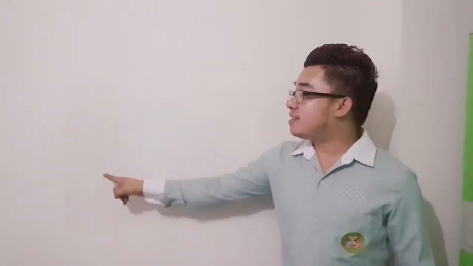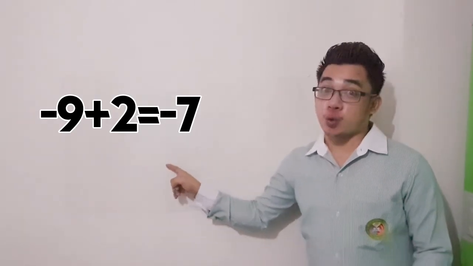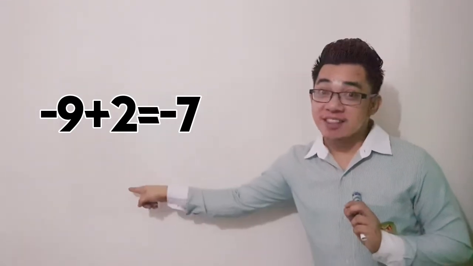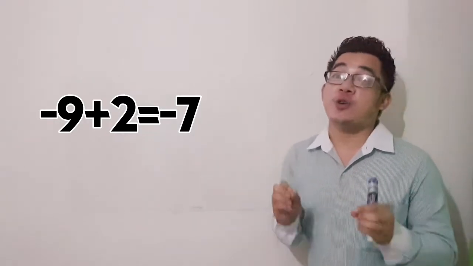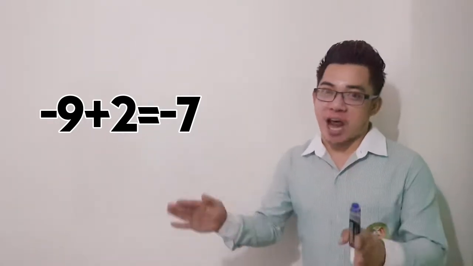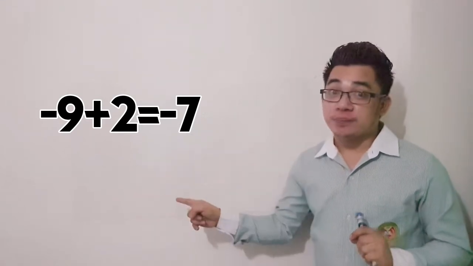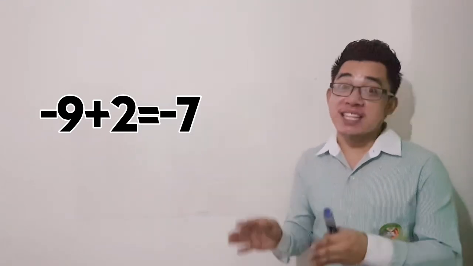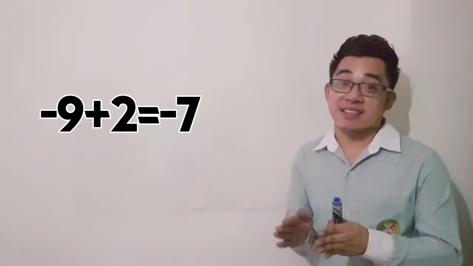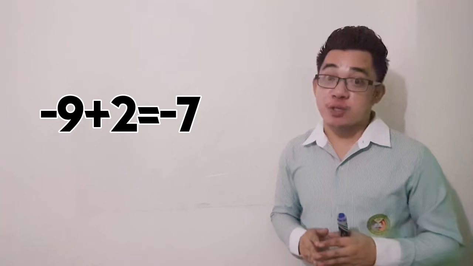Another example, negative 9 plus 2. Again, we have one negative and one positive. So we are going to perform the operation subtraction. 9 minus 2 is equal to 7. The final sign is negative because 9 has a bigger absolute value than 2. After having a quick review on how to add and subtract polynomials, are you now ready for our lesson? We can now perform the operations on adding and subtracting functions.